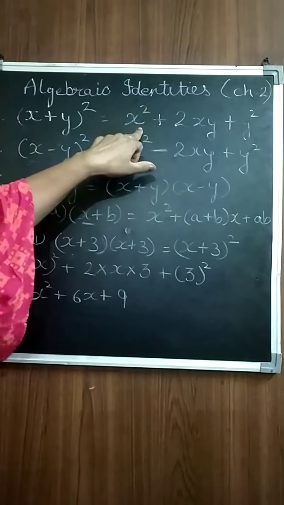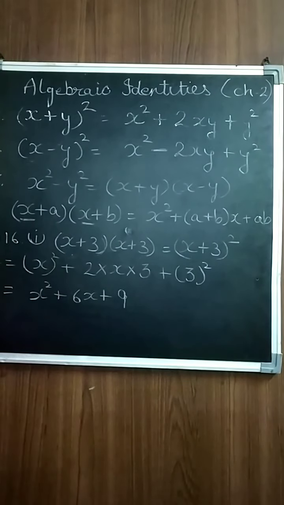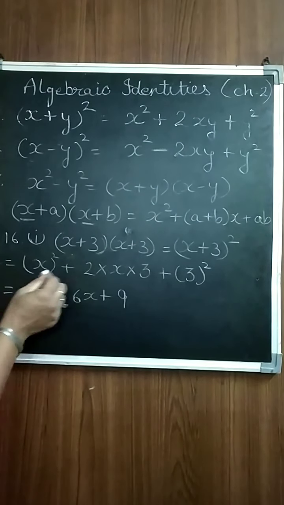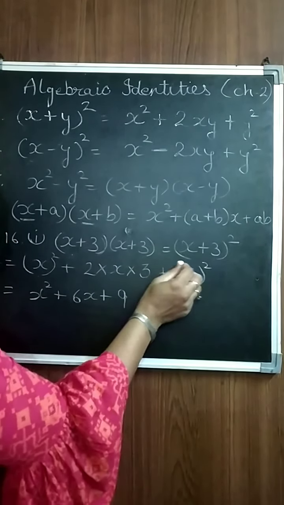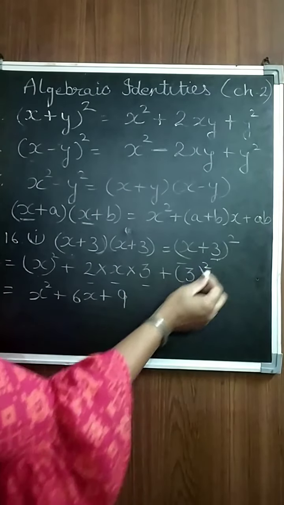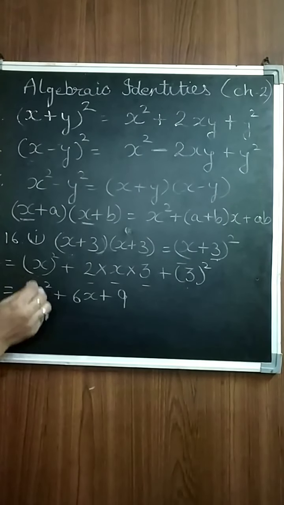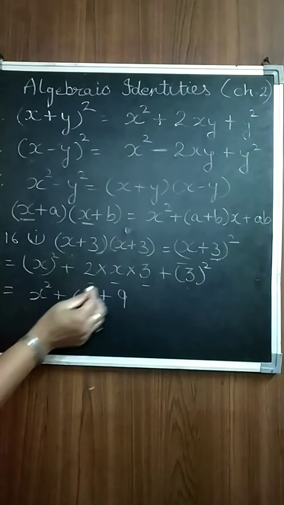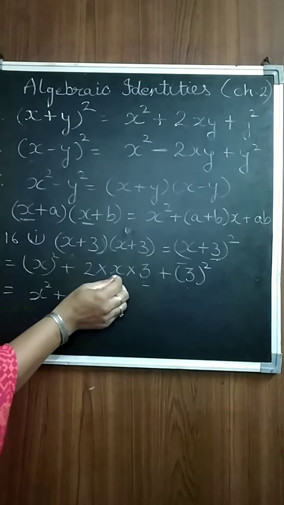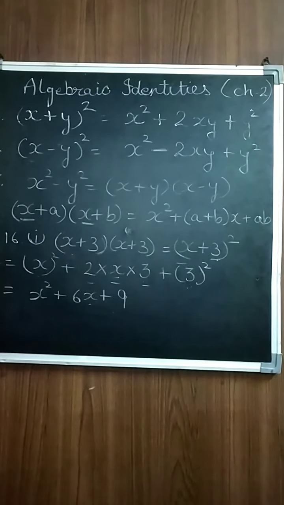So we can apply this identity x square plus 2xy plus y square. It will work like this: x square plus 2 into x into 3, plus the square of the second term, 3 square. What have we got? x square plus 2 3s are 6, 6x, plus 3 square is 9. I hope you have understood.